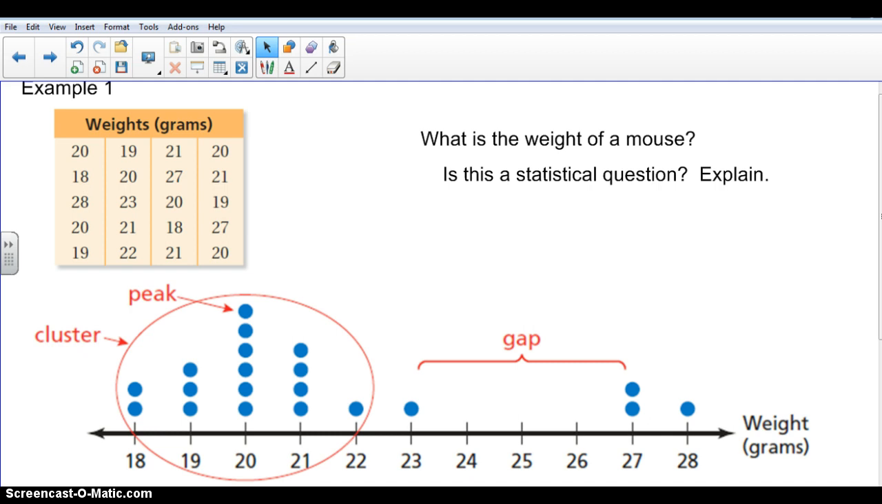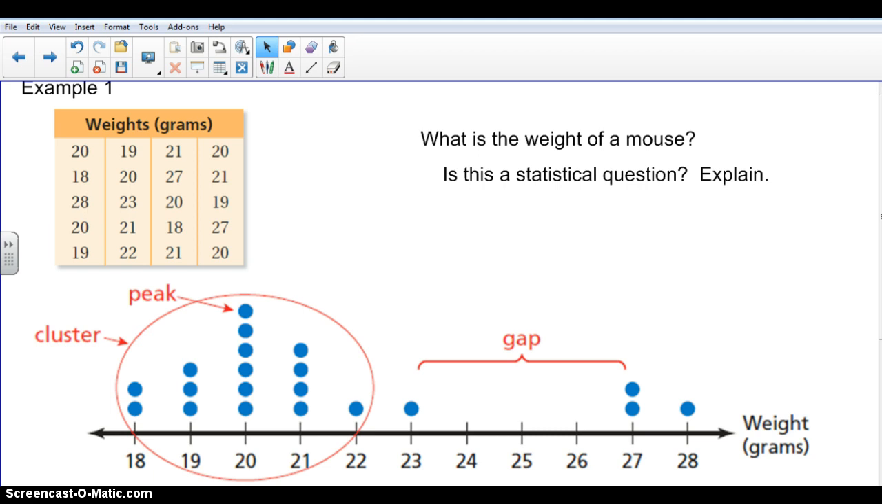Okay, in this one, we're saying, what is the weight of a mouse? Is this a statistical question? Yes, you're going out there and you're asking people questions. What is the weight of a mouse? They're going to give you different answers based on what they think. So I can make a line plot. I can organize the information. I can analyze the information, and I can interpret the data. Is this a statistical question? Yes, and that's my reasoning.